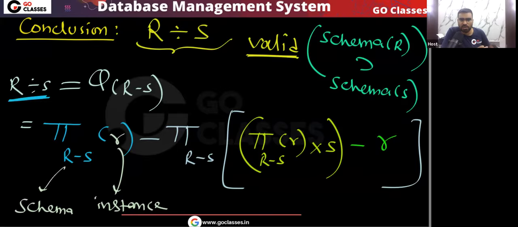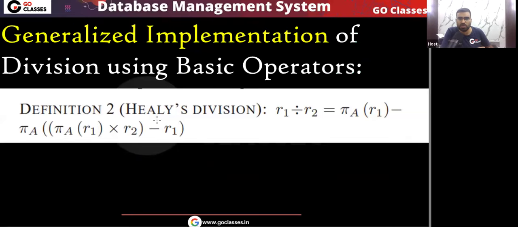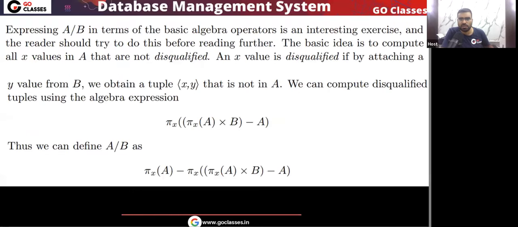So we have seen this many times, but I hope you understood this. Did you understand relational division? Did you understand the implementation of division using basic operators? Did you understand? Because this is important for the GATE exam. Let me know.